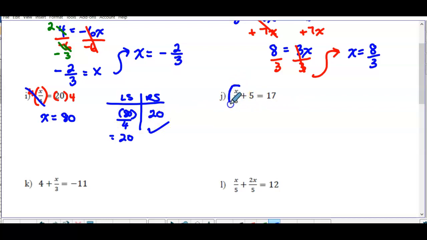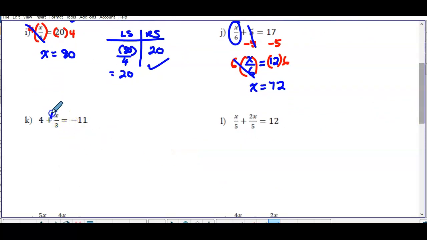Okay, now we've got a couple of terms. Circle the term with x. So I need to get rid of the 5 first. So subtract 5 from both sides. Then I get, so those go to 0. So I get x/6 equals 12. Then I'm going to multiply both sides by 6. Those divide out, so I get x equals 72. Okay.